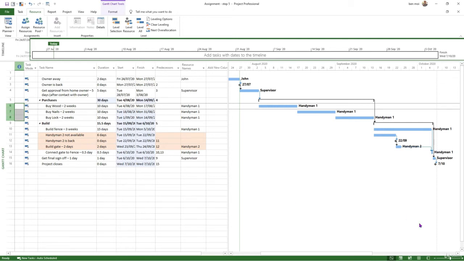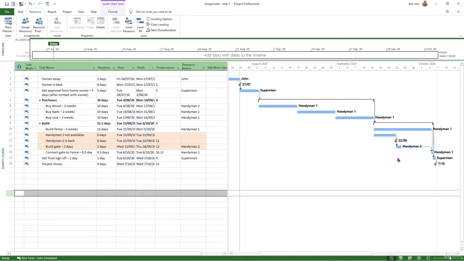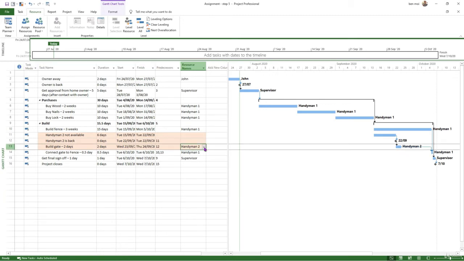Another example, I don't know if you recall. There was handyman 1 building the fence, and there was handyman 2 building the gate. So let's say we have a call and handyman 2 has moved on, not available anymore. So we thought, well, we're going to give it all to handyman 1. So for handyman 1 now, the red men are back. Handyman 1 is supposed to build the fence and at the same time the gate.